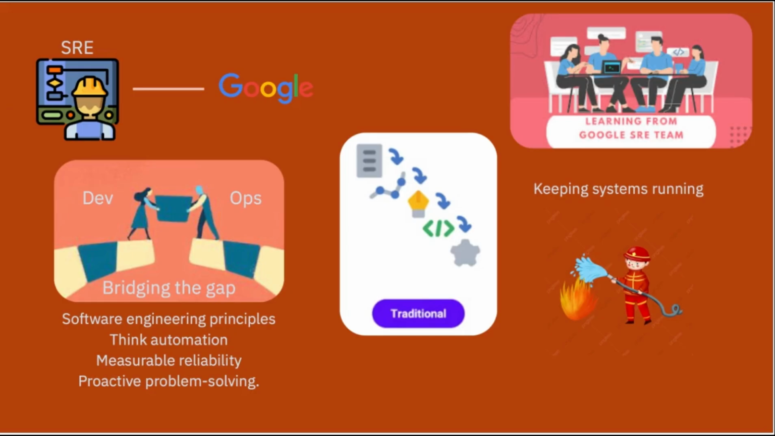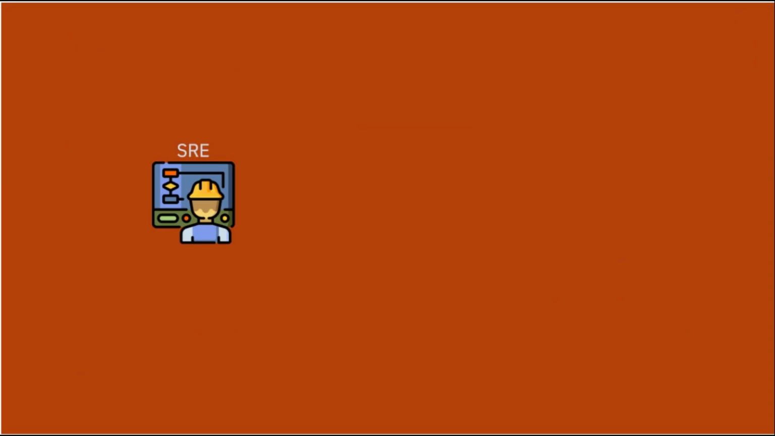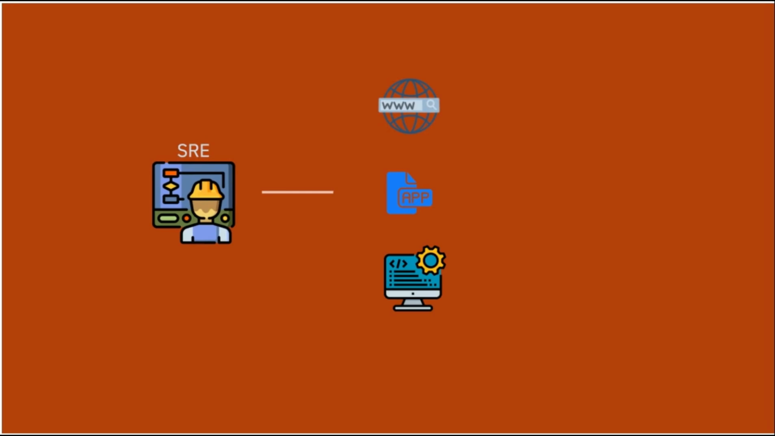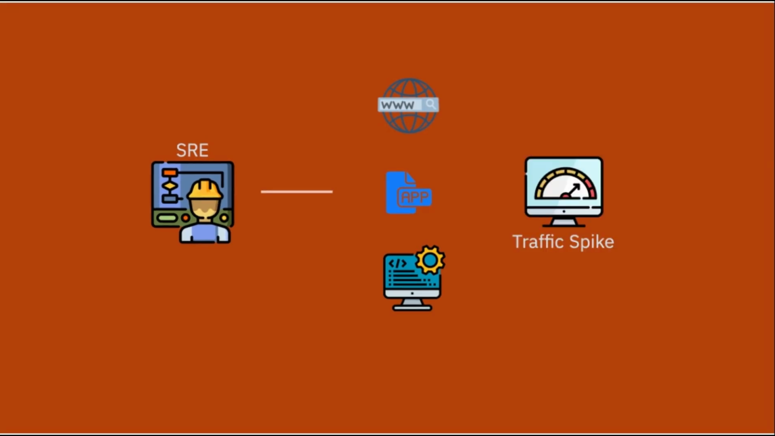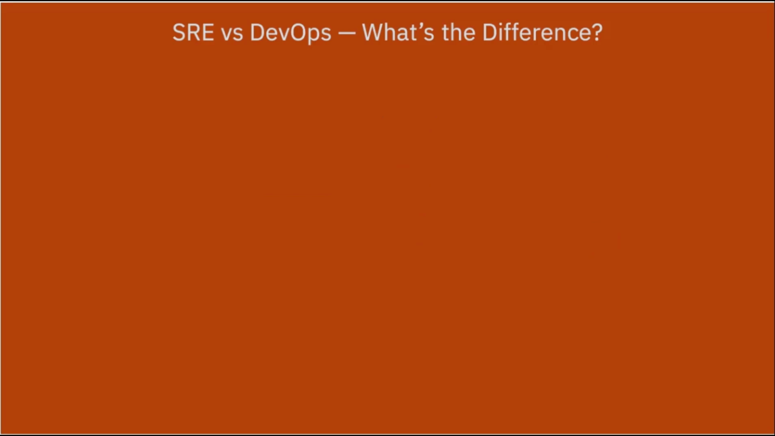For example, Google's SRE teams spend less than 50% of their time on repetitive tasks. Instead, they automate them away by building scalable, resilient systems. In plain terms, SRE is all about keeping websites, applications, and systems up and running smoothly, even when traffic spikes or something goes wrong. Now, you may have heard of DevOps, another buzzword in the tech world.